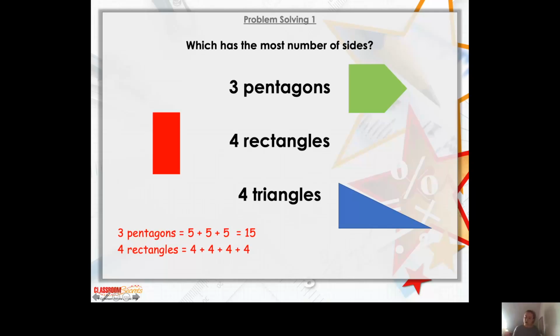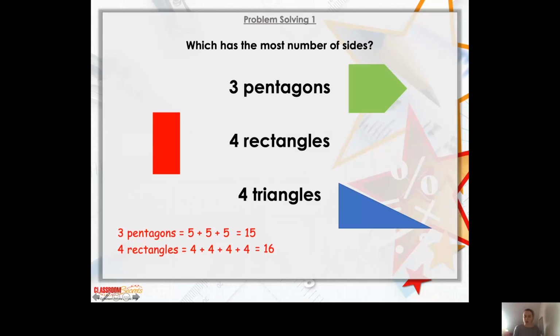4, 5, 6, 7, 8. Okay. Now, what is 8 plus 4? 8 plus 4 is 12, isn't it? Fantastic. And let's add on the last 4. 12 plus 4 equals 13, 14, 15, 16. So therefore, 4 rectangles will have 16 sides altogether.